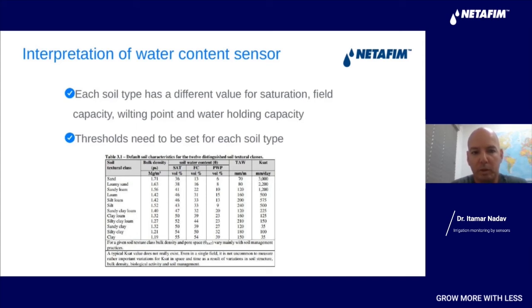The problem with the soil sensors is that you need to interpret the water content, and each soil type has a different value for saturation, field capacity, and wilting point, and you need to adjust the threshold for irrigation according to each soil type. And you have the different soil types and values of field capacity and wilting point in this table. And later on, I will show you an example of how to calculate the refill point of each soil for irrigation monitoring and scheduling.